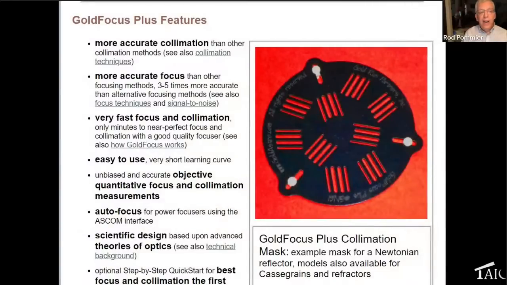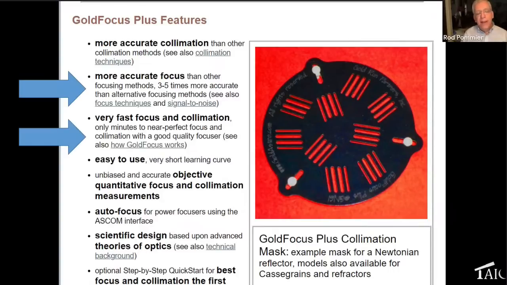The way I got around focusing and collimation was I got this mask, which is called a Gold Focus Plus mask. It provides much more accurate focusing than a Bahtinov mask. I was using a Bahtinov mask prior, and I thought I was in focus. Well, I can tell you, this thing told me I was still pretty far from focus. It's reported to be 3 to 5 times more accurate, and I confirm that to be true. But the other beautiful thing is, this is the fastest way I have found to ever collimate a Schmidt-Cassegrain telescope.